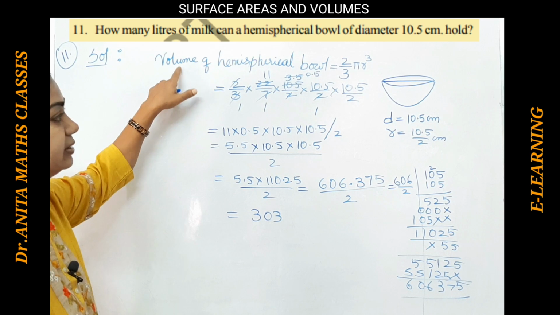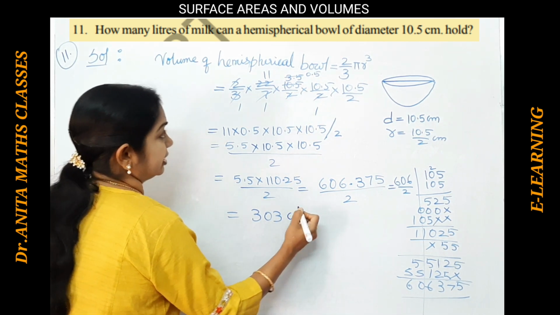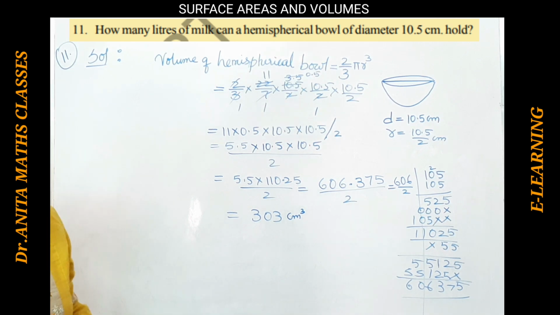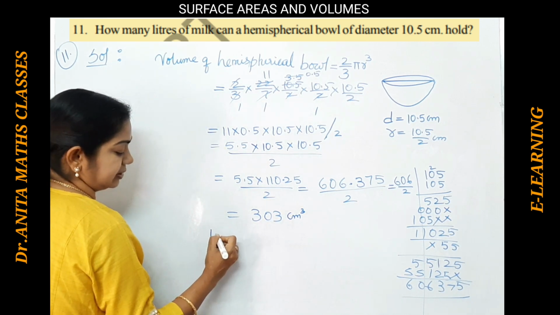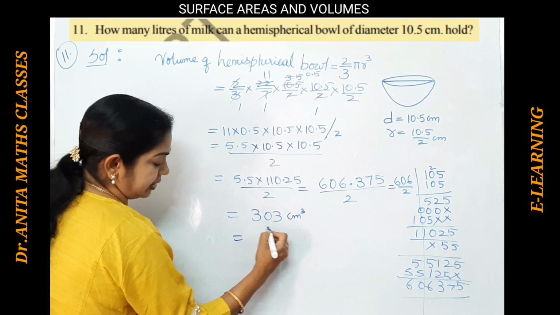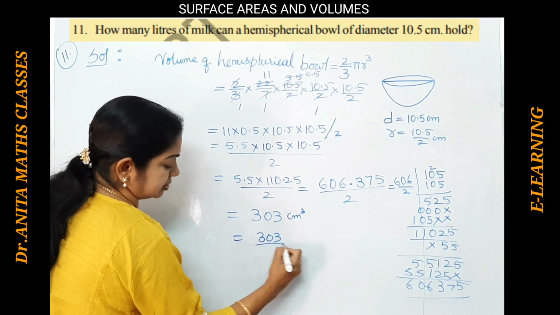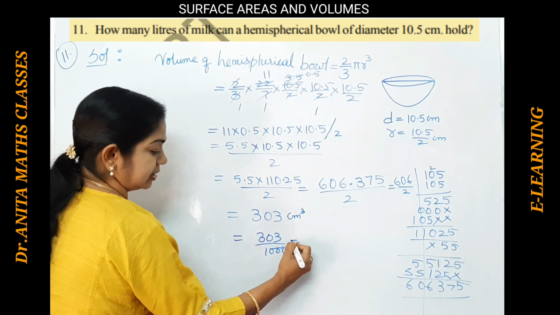303, what is it? This is centimeter cube. Yes. Now here they asked for milk, isn't it? So how many liters of milk? So let us change into liters. If you are changing into liters, you divide with 1000, since 1 liter is 1000 cubic centimeters. If you divide it with 1000, you get this many liters.